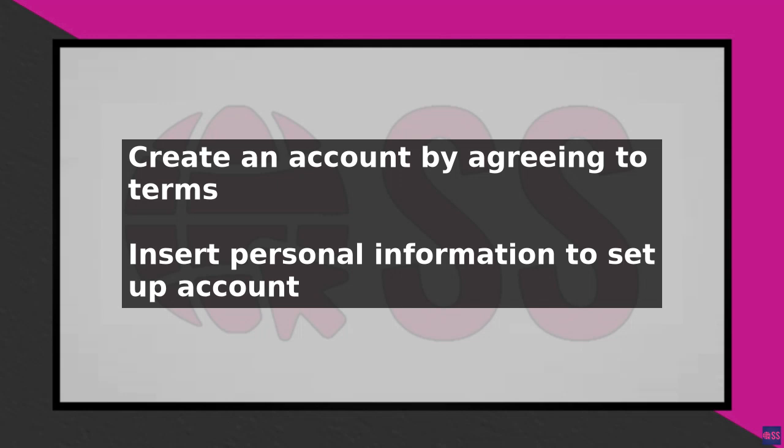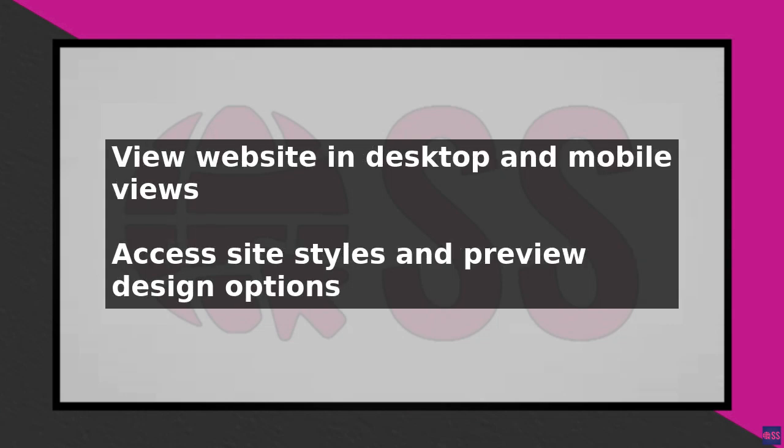Once you've chosen a template, you can begin designing your website. First, create an account by agreeing to the terms of service and inserting your personal information, including your name, email, password, and other details. After setting up your account, you'll be able to view your website in both desktop and mobile views, access site styles, and preview your design. You'll also notice that you have a trial period.